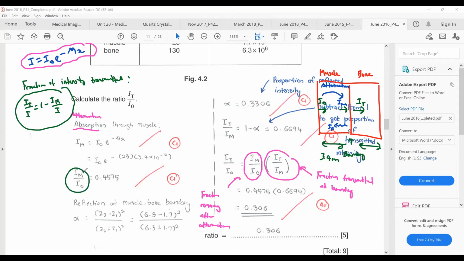So now you have two of the ratios already. You have this one and you have this one. You multiply them together and you get your answer as 0.306. Okay, so far so good. There's a reason why this question is worth 5 marks. It's a lot of things to consider in one shot.